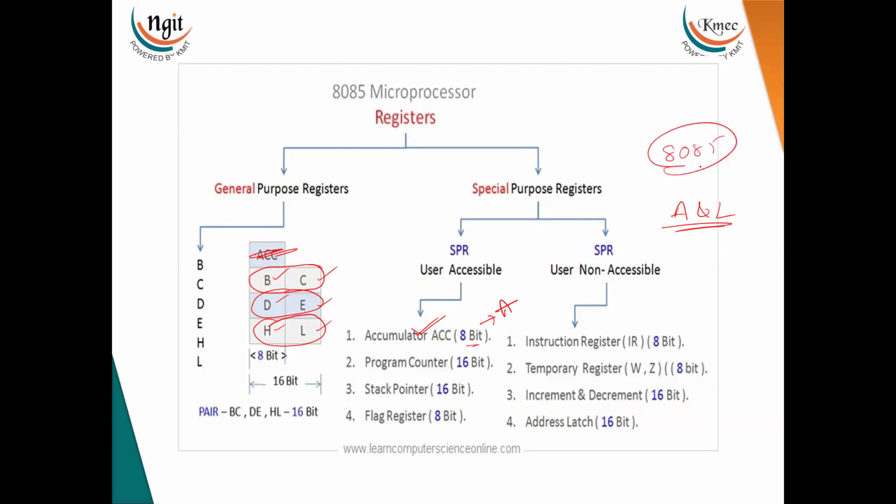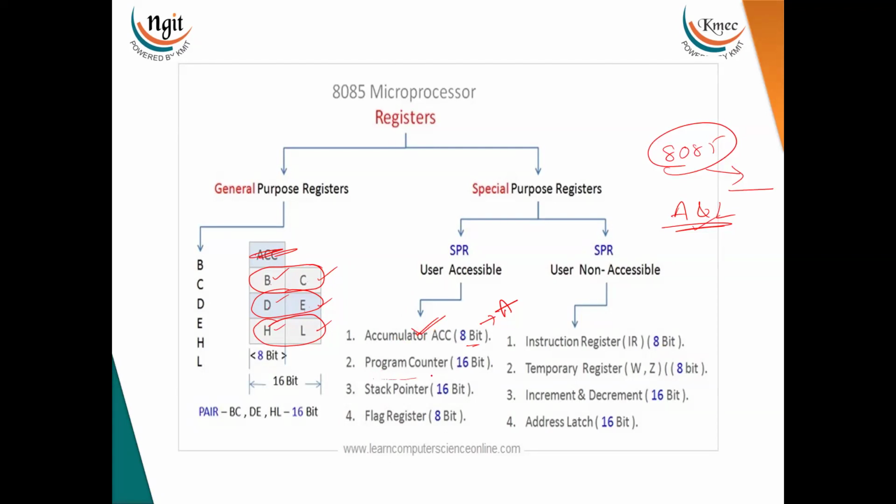In the 8085, the result will be stored only in the accumulator. After that, if we want to move it into some other register or into the memory, we can do that later. But after completing the arithmetic and logical operations, the result will be stored immediately in the accumulator only.